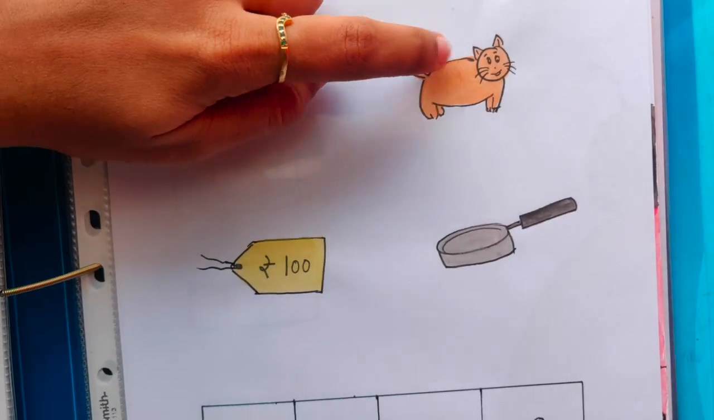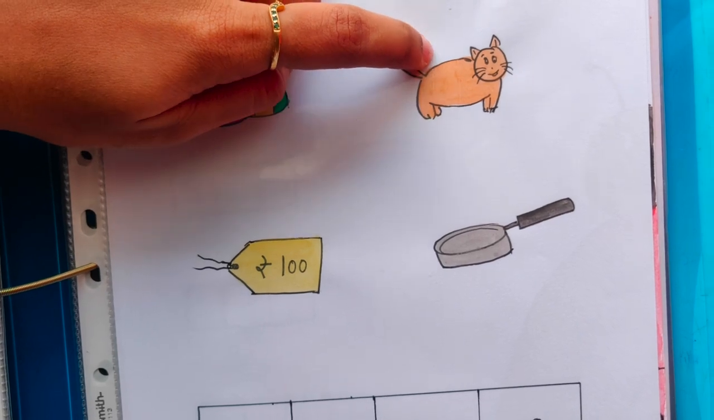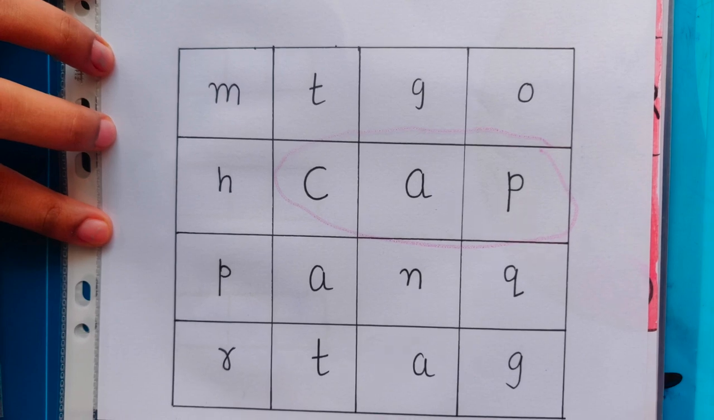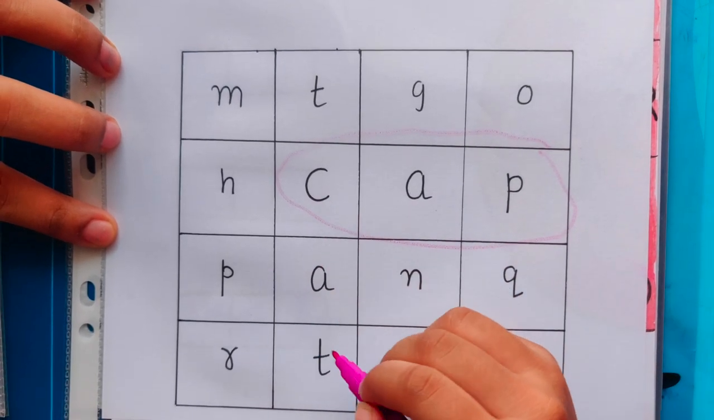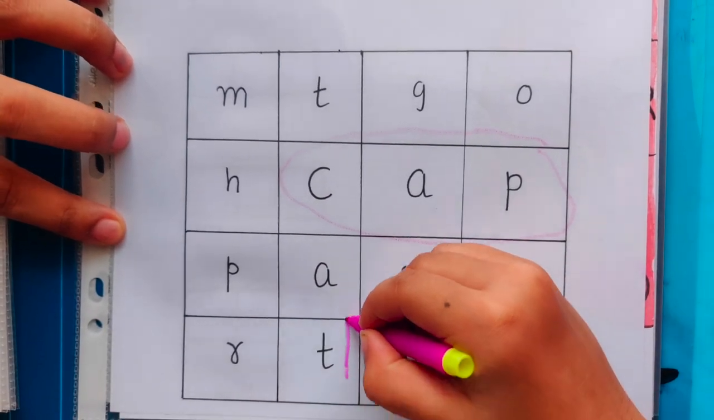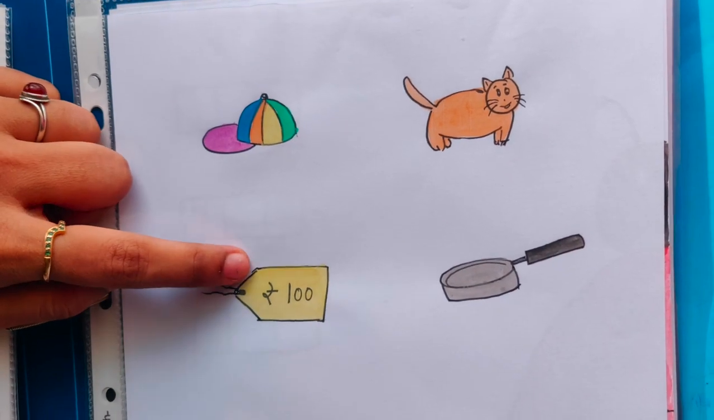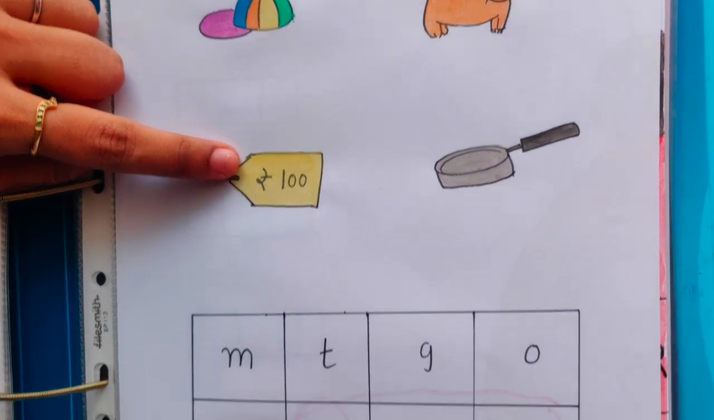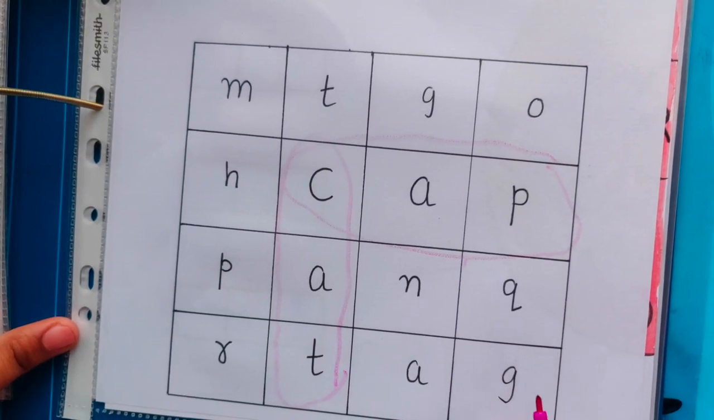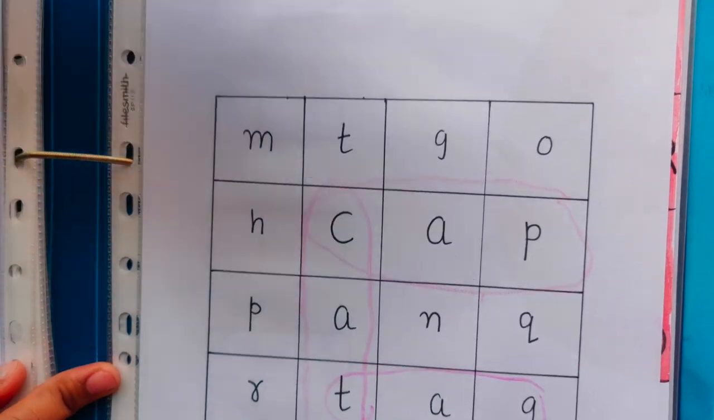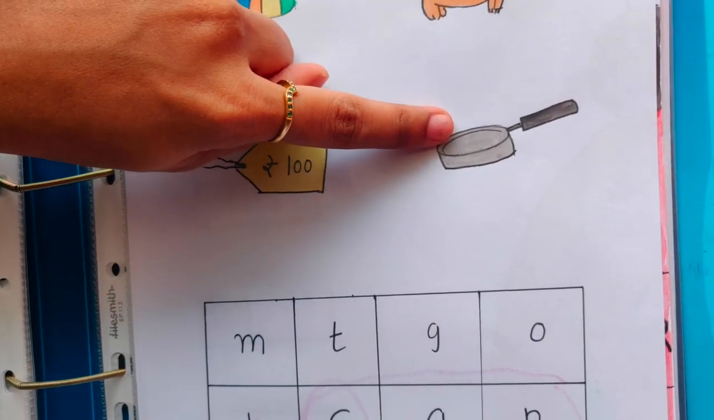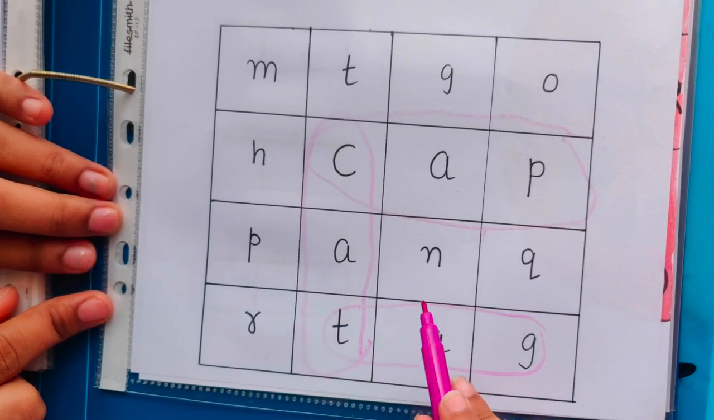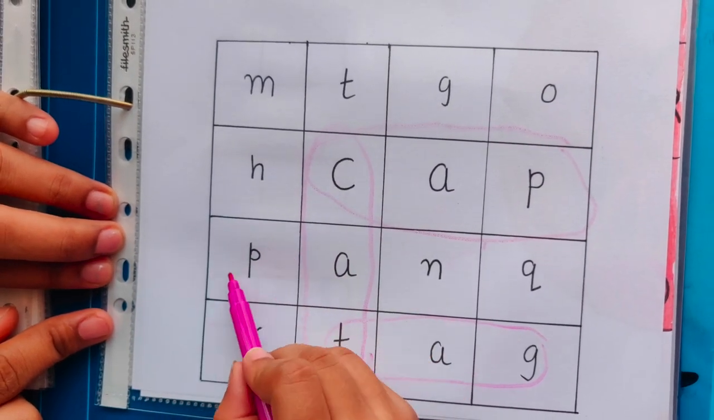Good, cap. Now what is this? Cat. Can you find cat in this? Do you see cat? Yes. Okay, next is this. What is this? Tag. Tag starts with? T. Good. Okay, now one left. So what is this? Pen. Can you find pen?